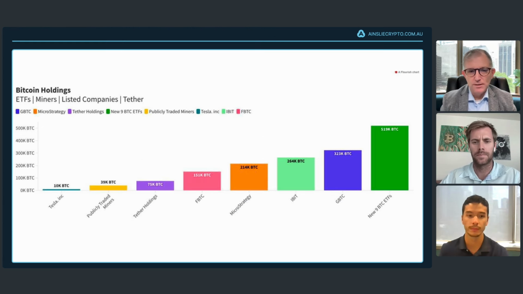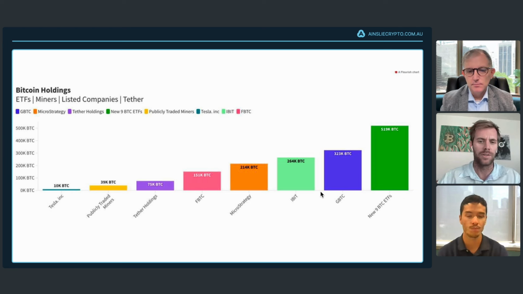And you also bring this chart, and we've seen this evolve over time, and it's really quite fascinating to watch it evolve. What's your main takeaway here? So I suppose GBTC obviously has nearly half the amount of Bitcoin that it had when it originally launched just a couple of months ago. So that gives you an idea of the amount of Bitcoin that has been flowing out of GBTC.